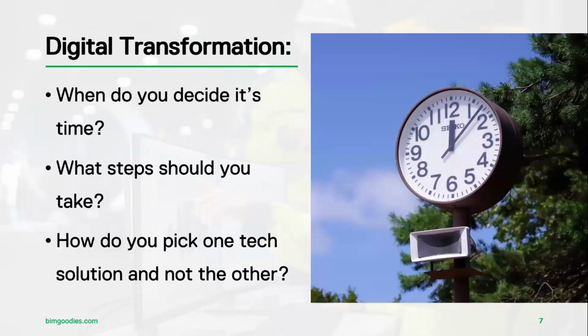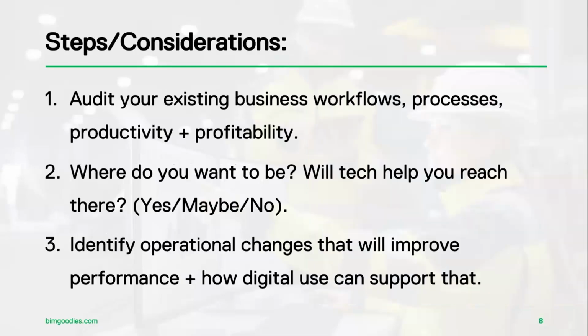Okay, so digital transformation, how do we start then to start implementing or start transforming our businesses digitally? These would be the questions. When do you decide that it is time for your business to adopt a digital transformation technology strategy, or what would be the specific steps that you are supposed to take? And we also want to answer the question, how do you pick one technology solution and not the other solution? So starting with the steps.